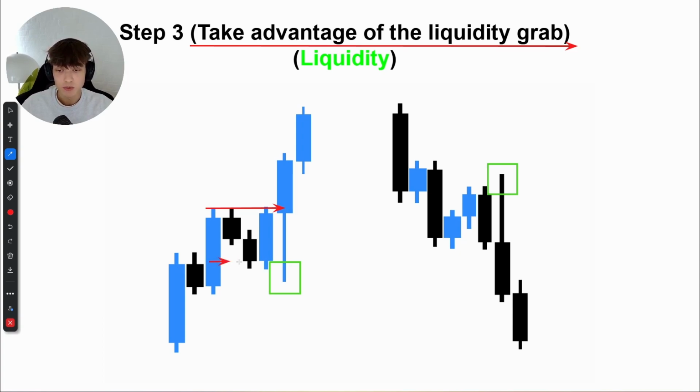Price moving sideways right here with no clear direction, meaning buy side liquidity is getting printed and sell side liquidity is also getting printed or formed, whatever you want to call it, right? There's so many names to this. But buy side and sell side are getting formed right now.